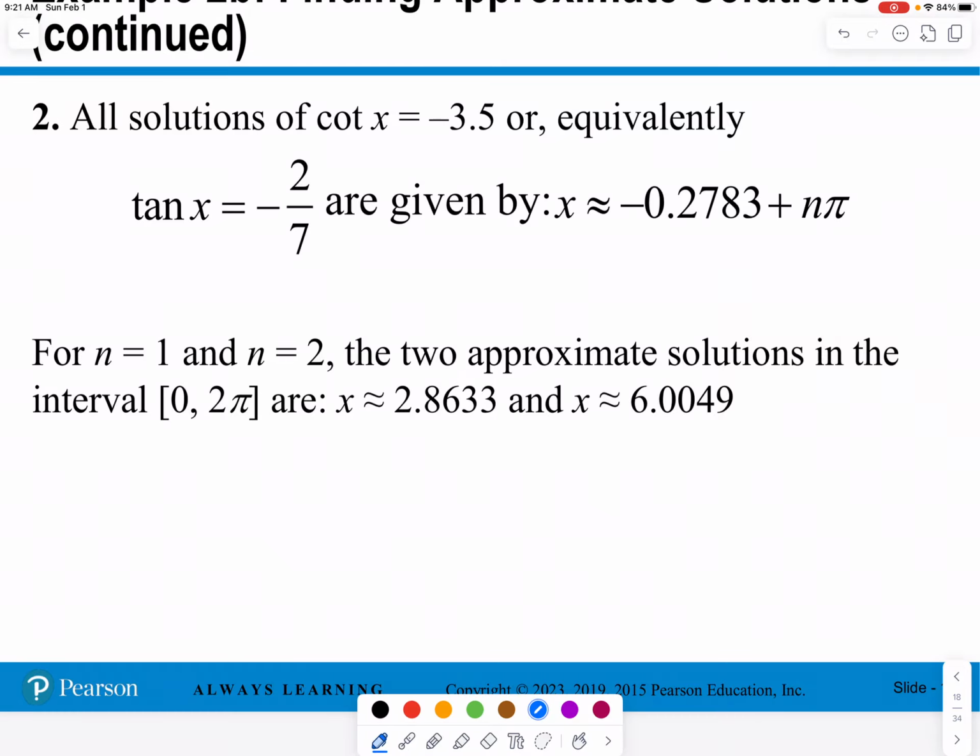So then they get this negative 0.2783 plus integer multiples of pi. So for n is 1, 2.8633, and we got those numbers, all right? So theirs was a lot cleaner than what we experienced, but we eventually got there.